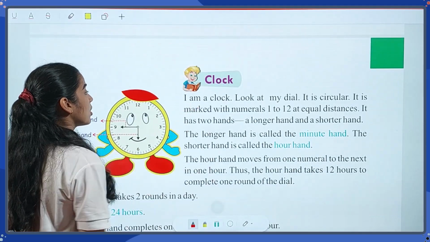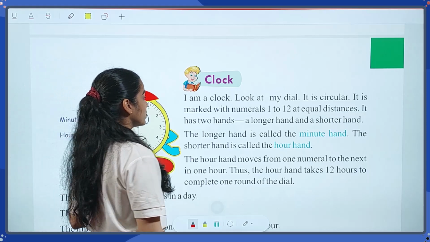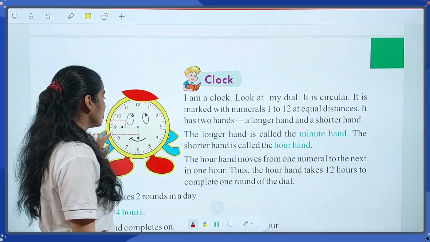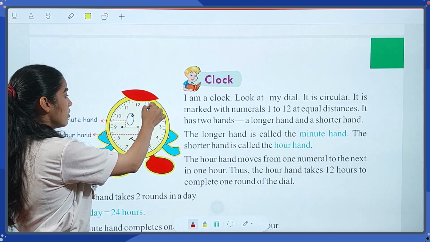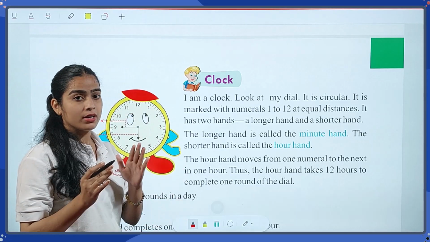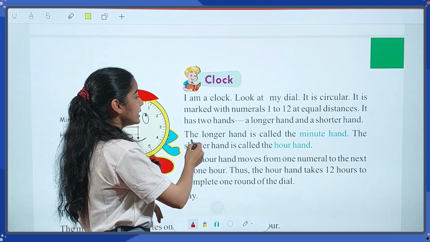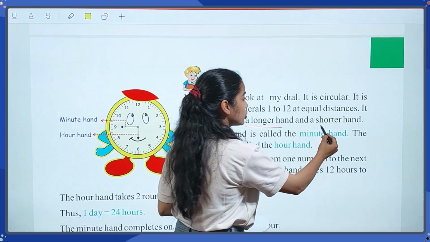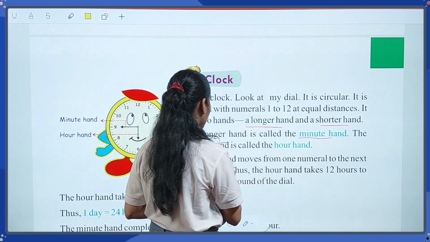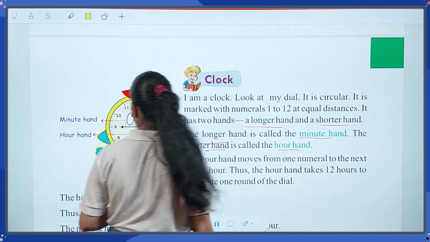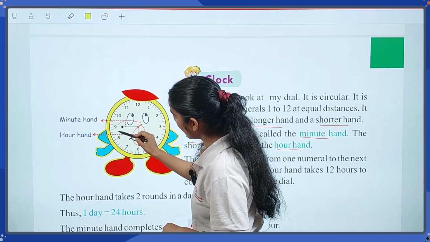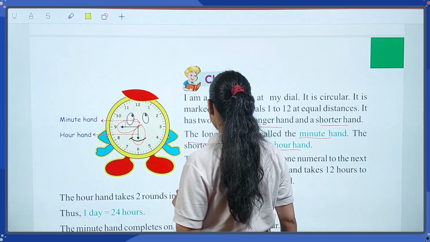Now, I am a clock. Look at my dial. It is circular. It is marked with numerals 1 to 12 at equal distances. We already know that on our clock we have counting from 1 to 12, and these numbers have equal distance as well. It has two hands, a longer hand and a shorter hand. The longer hand is called the minute hand and the shorter hand is called the hour hand. So this is our shorter hour hand and this is our bigger, longer minute hand.